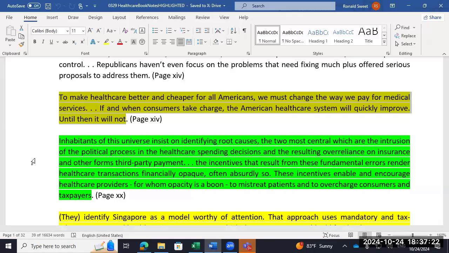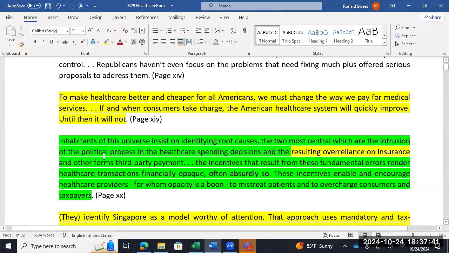Inhabitants of this universe insist on identifying root causes, the two most central. So you're going to see some common themes here from our previous studies. The two most central are the intrusion of the political process in healthcare spending and the over-reliance on insurance. Look at that right there. We've talked about that several times. And other third-party payment, like Medicare. So the system becomes too political. We haven't talked as much about that one.